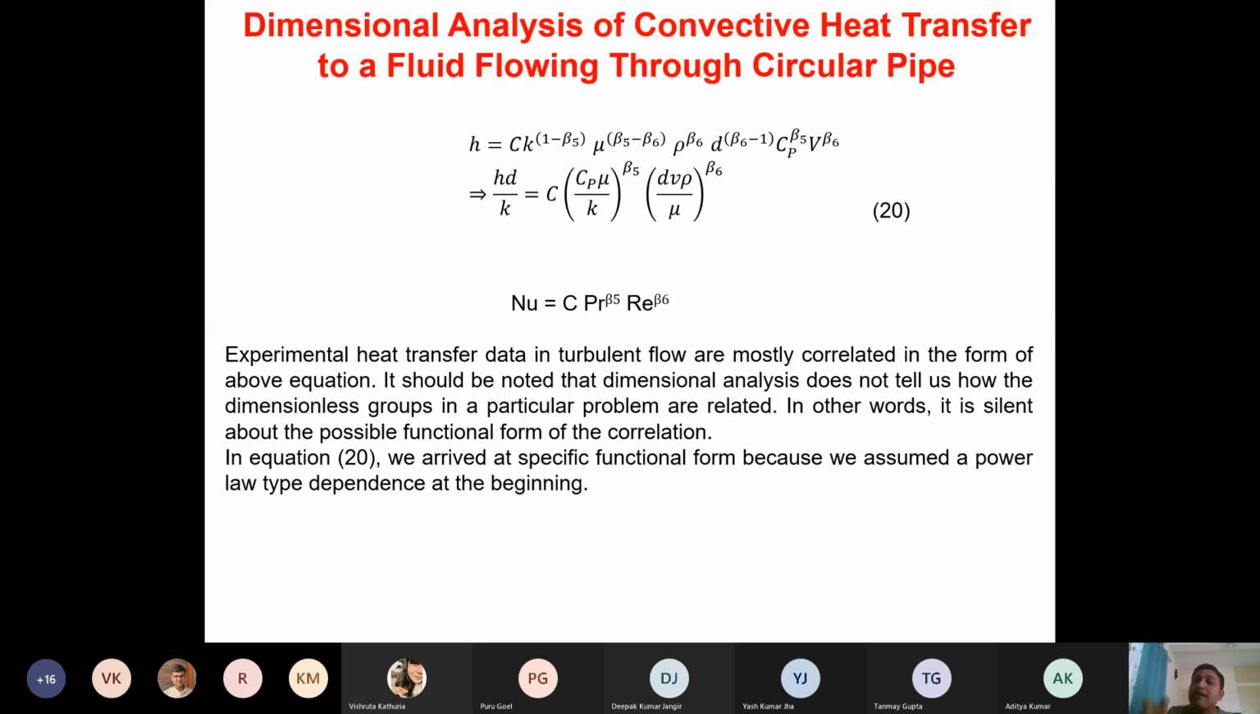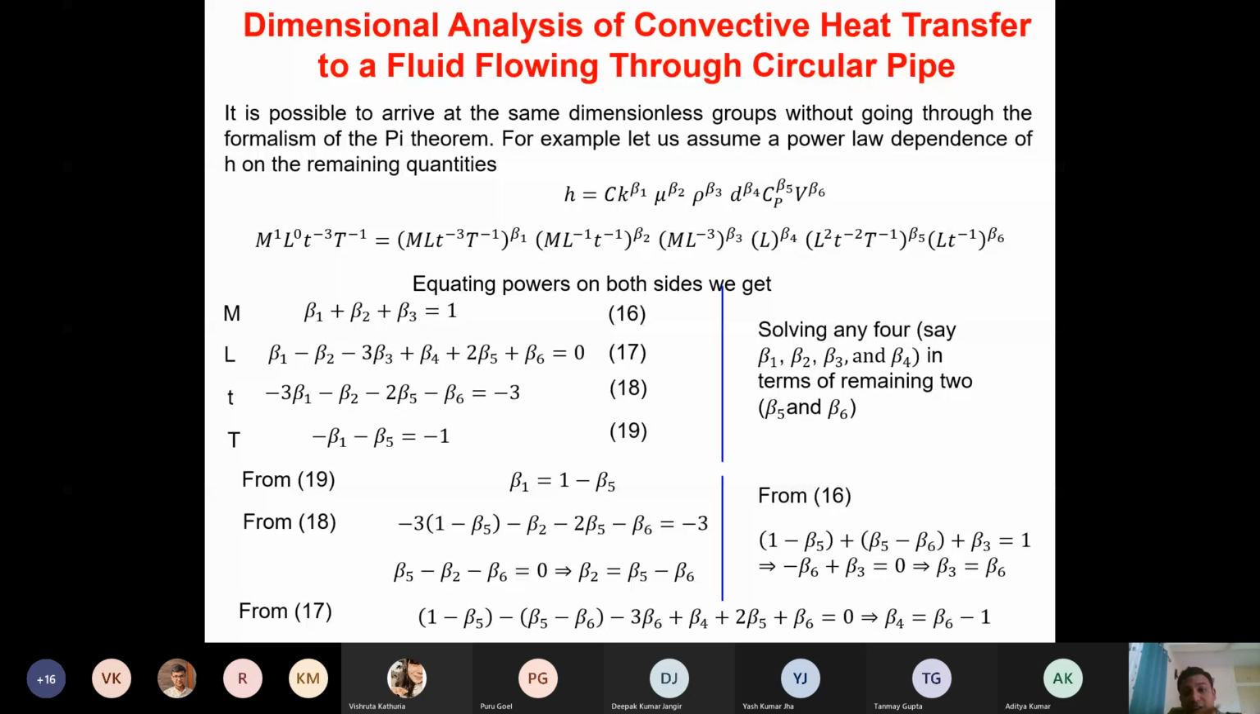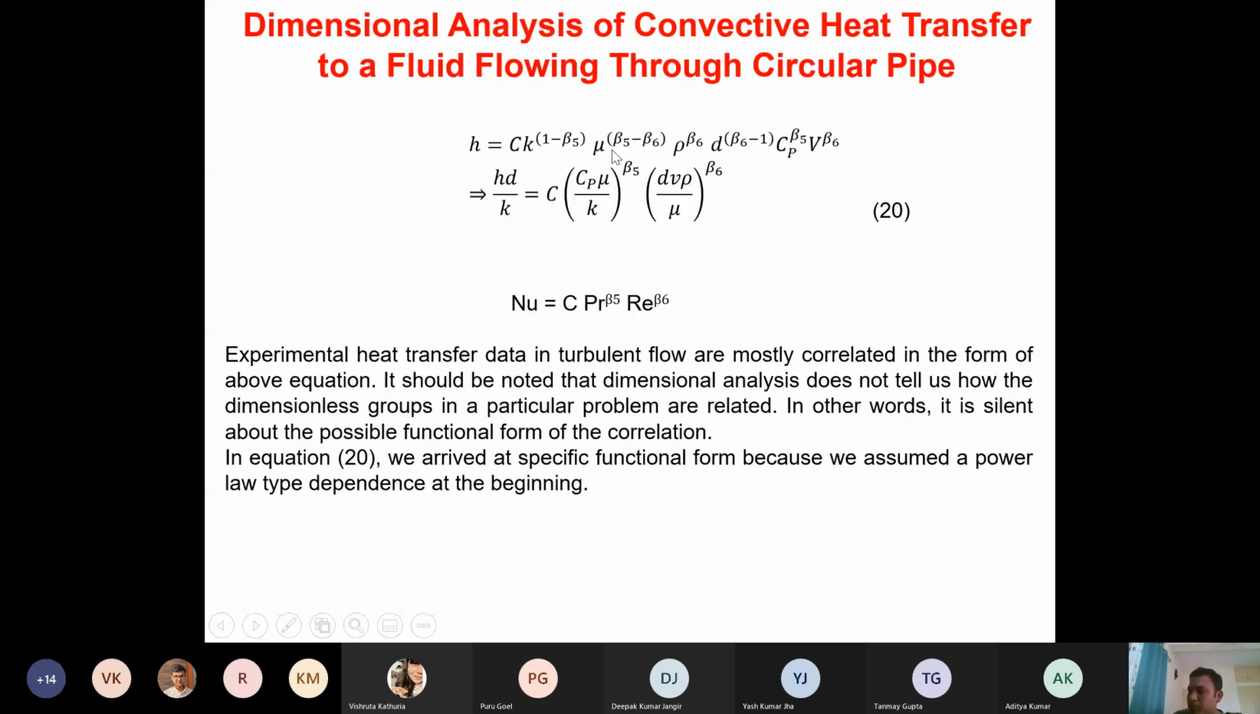But here we are getting a specific form of the correlation, and that is because we started with the power law expression. Because of that we are getting a specific form of the correlation here, where the Nusselt number is given as C into Prandtl number raised to the power beta 5 into Reynolds number raised to the power beta 6. Is it clear to everyone? Can we go ahead?